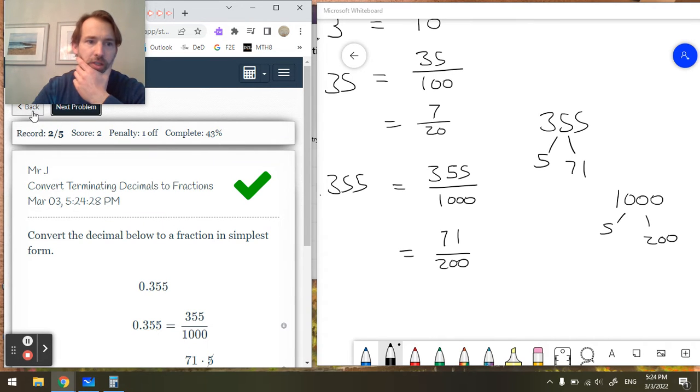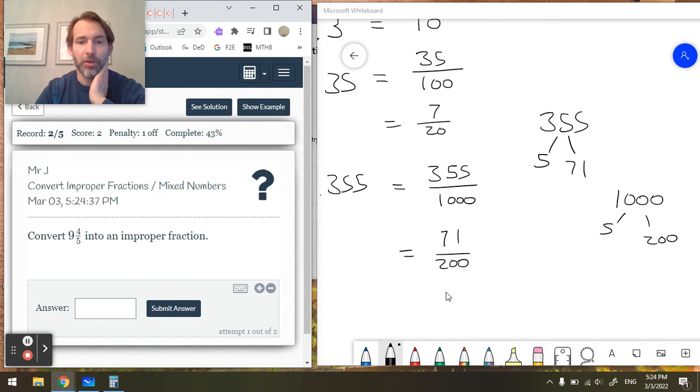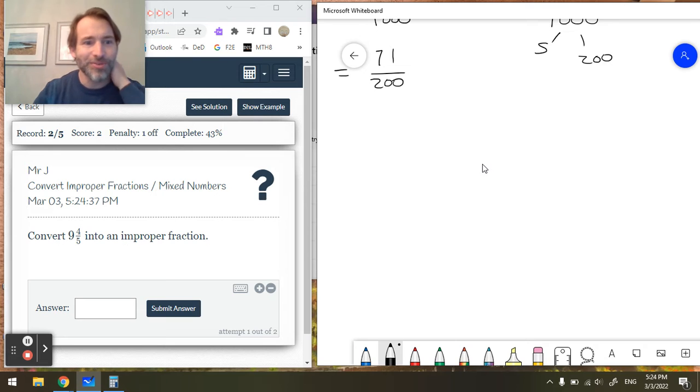Good. All right, so this is how we convert terminating decimals to fractions. That was a good enough example. We'll keep going now. Now, improper fractions and mixed numbers. This is another topic that many people wanted to review, so let's review it now.